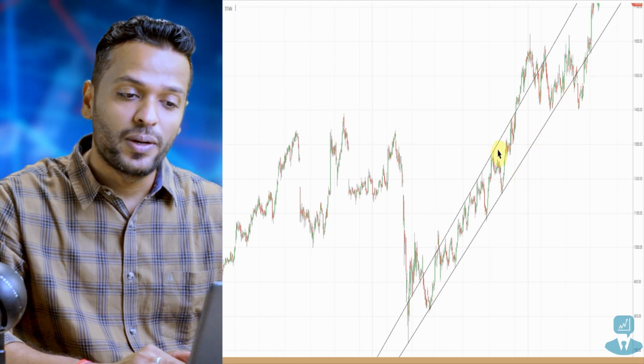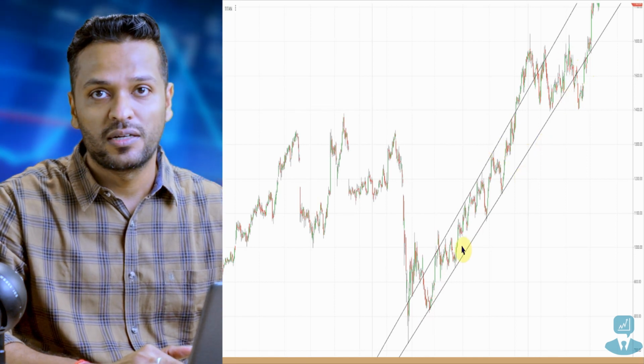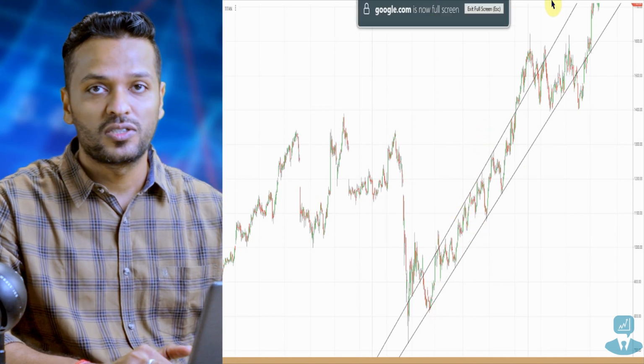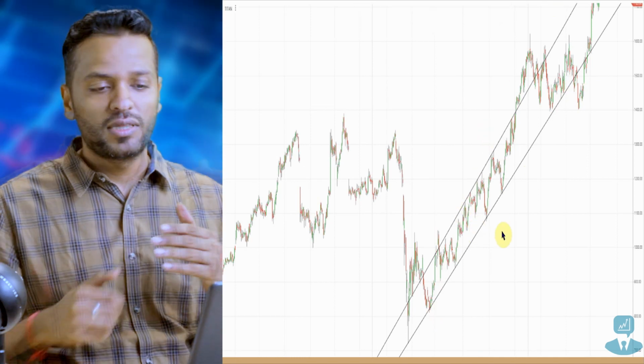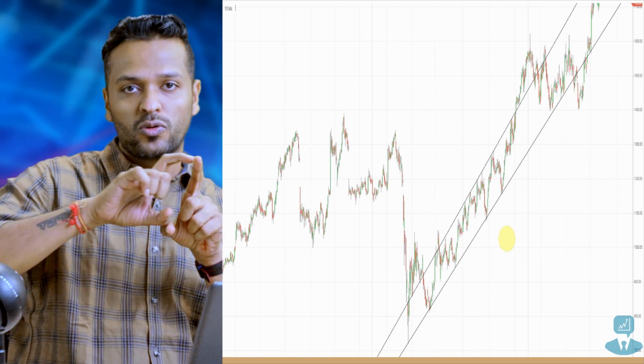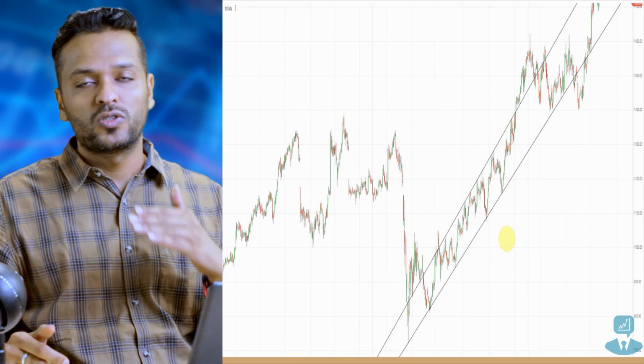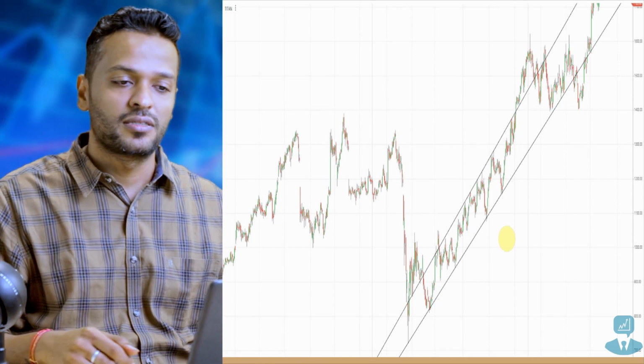And if you draw 2 parallel lines, you get the zone within which the market is going. So one trend line acted as support, the other trend line acted as resistance on the upswing in the market. So with the help of trend lines, we can also draw zones of support and resistance, or the zone within which the market is trading, and it also gives you the points of entry and exit for your trades.